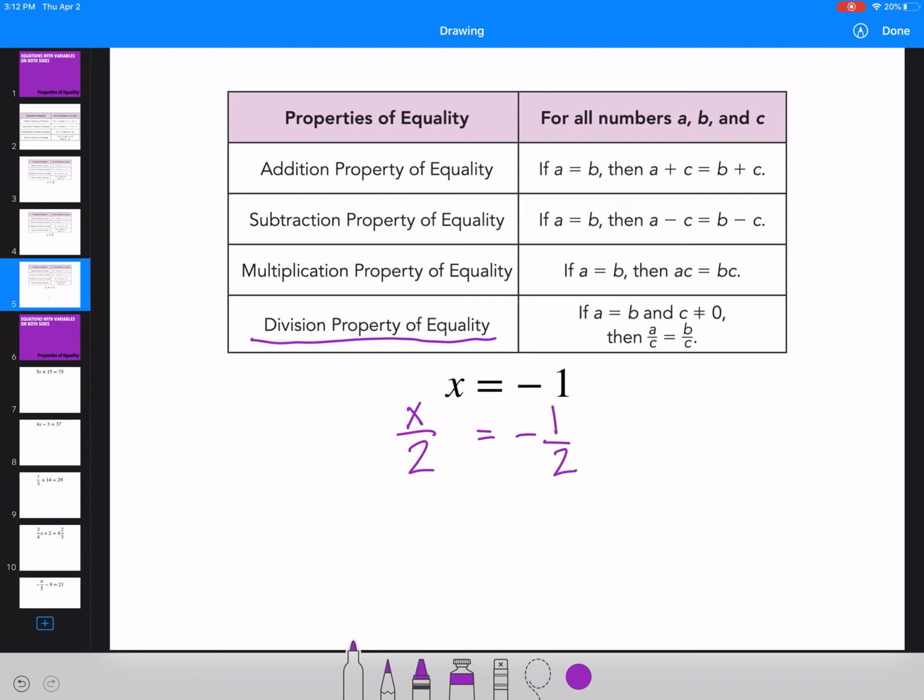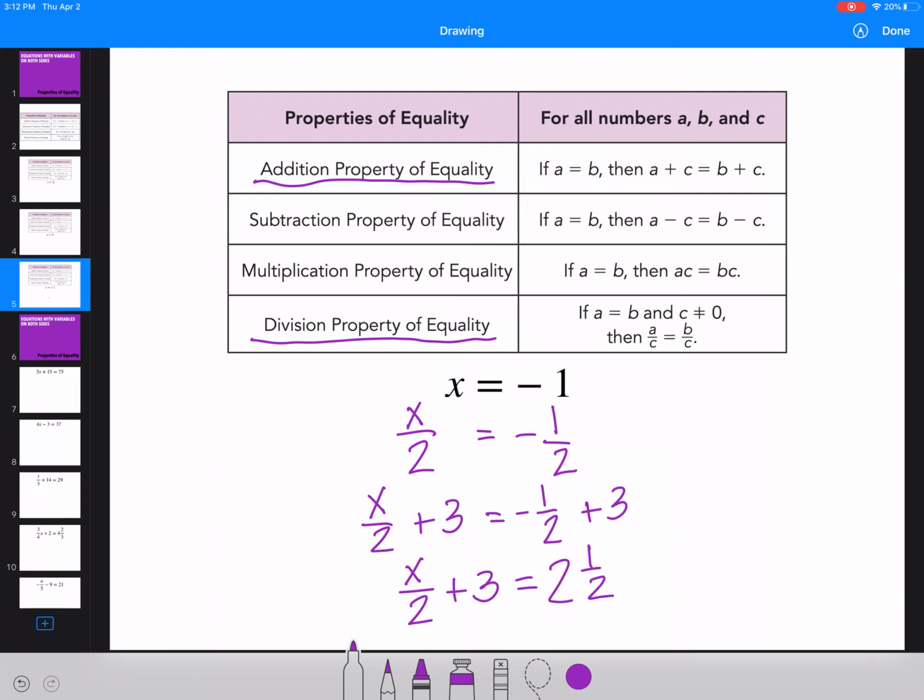And then I'm going to add in 3 on both sides. X over 2 plus 3 is the same as negative 1/2 plus 3. And this is the same as x divided by 2 plus 3 is equal to 2 and 1/2. These two equations have the same solution because we used the properties of equality to transform our equations.